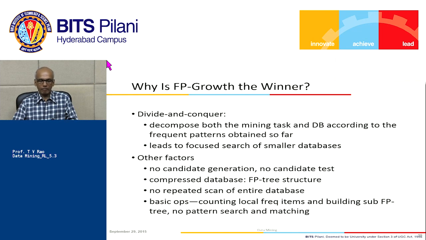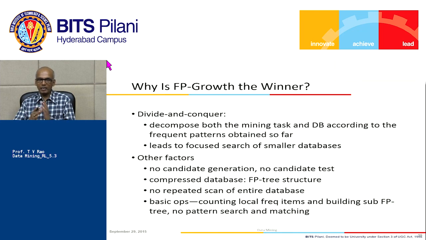And it is working with a focused search of the smaller database, and we are not generating any candidate items. And in some situations we have seen that the number of candidates can be very, very large. But in this case we never attempted to generate candidates till we have completed the tree. Only after the tree has been completed and possibly completely resident in memory, then we started looking for frequent patterns within that. And since the FP tree is representing the complete frequent pattern information from the database, we can consider that as a compressed database itself for our purpose.